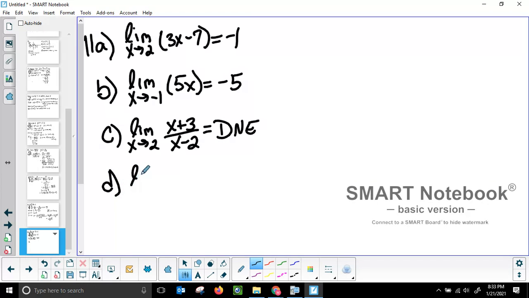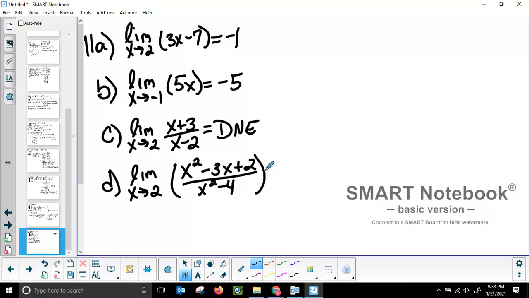D, the limit as x approaches 2 of x squared minus 3x plus 2 all over x squared minus 4. So of course here we always want to try direct substitution. When we do that, we get 4 minus 6, which is negative 2, plus 2 is 0. On the bottom, 4 minus 4 is 0. So we get 0 over 0.